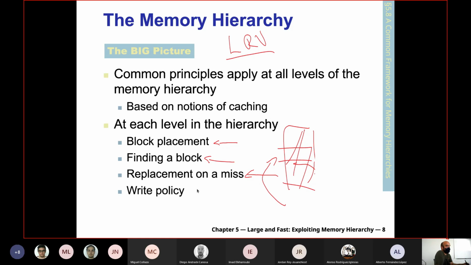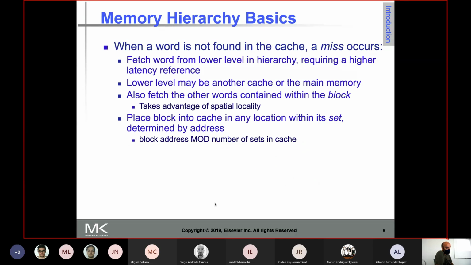And also, we have to decide something that is called the write policy. The idea of the write policy is very important because it's necessary to keep coherence between the data in the cache and the data in the main memory. And you will see later in this same course that this is going to be even more complicated in the case of multi-core computers, because in multi-core computers, you don't have a single cache memory. You have one private cache memory per core. Okay, so this is more or less what I explained before.